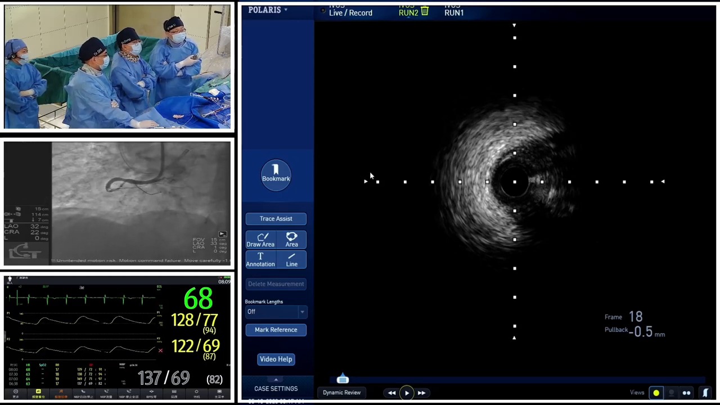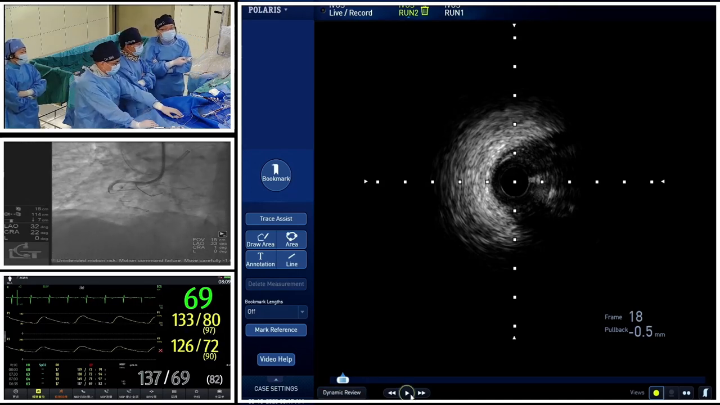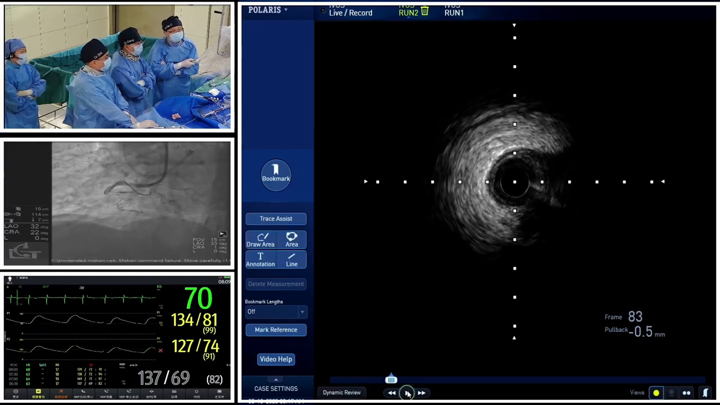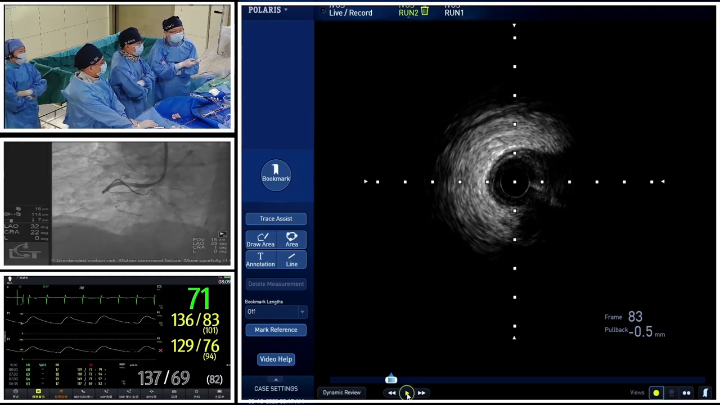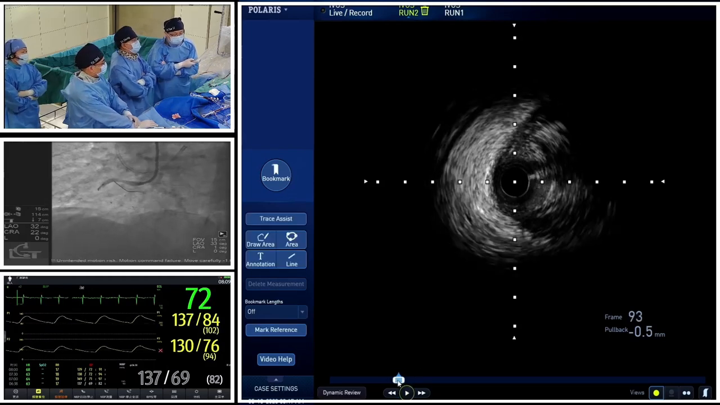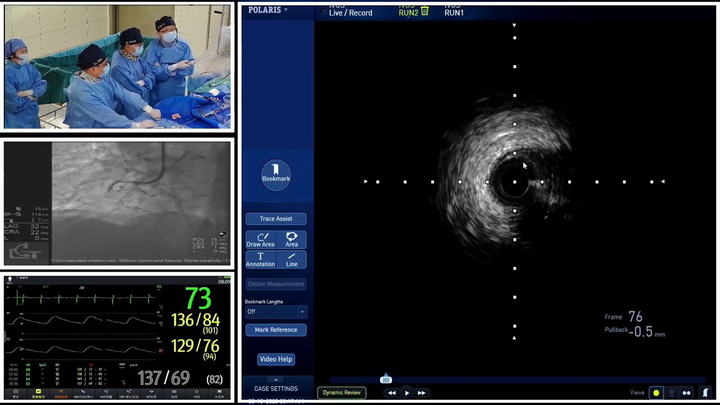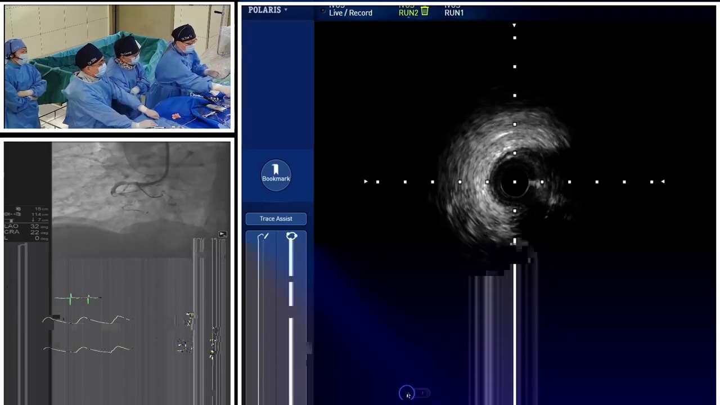Okay, so we can see that Professor Li just put the IVUS catheter in the proximal side branch of the RCA and made a manual pullback to see the junction of the main vessel RCA to the side branch. From this image, from the 1 to 3 o'clock direction, we can see a very big vessel joining into the side branch. This is the occluded main vessel of RCA.